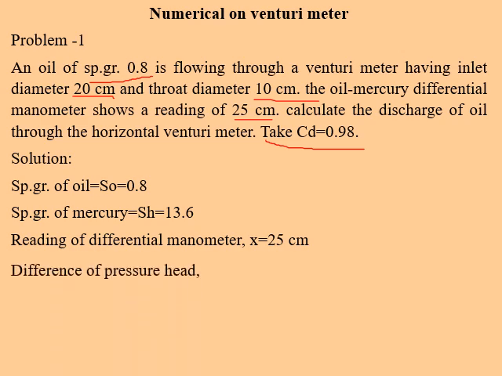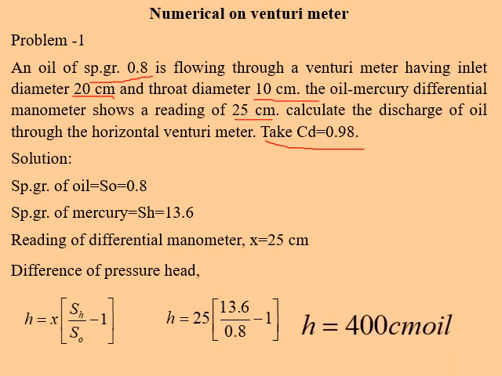Now the difference of pressure head is calculated by using the formula H is equals to X into S of H by S of O minus 1. S of H is equals to 13.6, S of O is equals to 0.8 and X value is 25. So now H is equals to 400 centimeter of oil, or 0.4 meter of oil. So now I got the value of H.